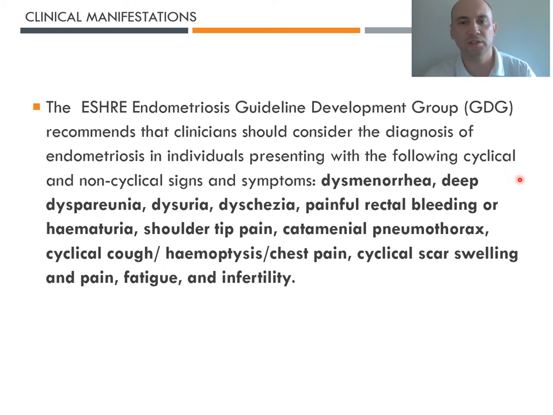The ESHRE Endometriosis Guideline Development Group recommends that clinicians should consider the diagnosis of endometriosis in individuals presenting with the following cyclical and non-cyclical signs and symptoms: dysmenorrhea, deep dyspareunia, dysuria, dyschezia, painful rectal bleeding or hematuria, shoulder pain, tip pain, catamenial pneumothorax, cyclical cough, hemoptysis, chest pain, scar swelling and pain, fatigue and infertility.